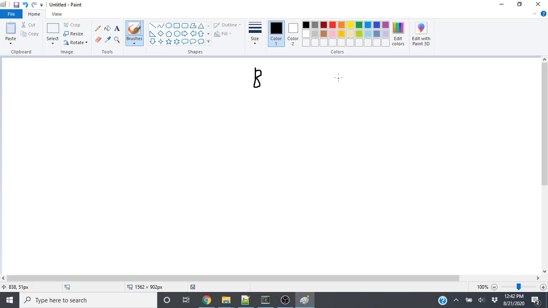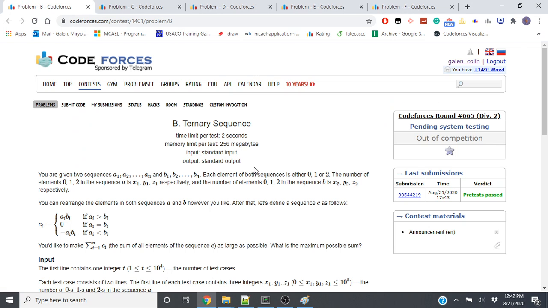Okay, b is basically casework, although it's not that bad, so it's fine. You have a sequence with 0s, 1s, and 2s. You're not given the actual sequence. Sorry, you have 2 sequences. Let's call them A and B, and they have the elements 0, 1, and 2. Consider this a set.